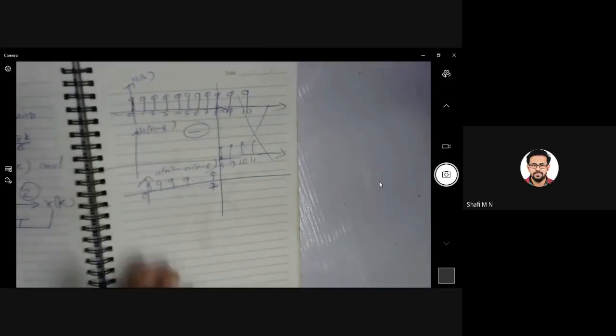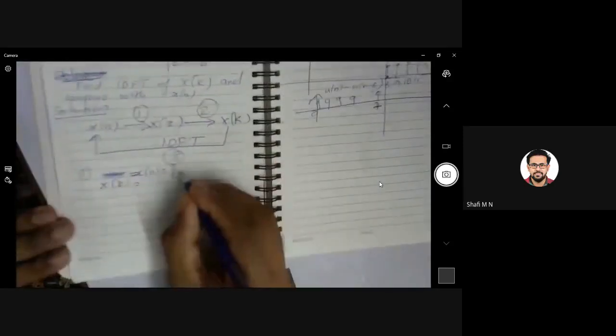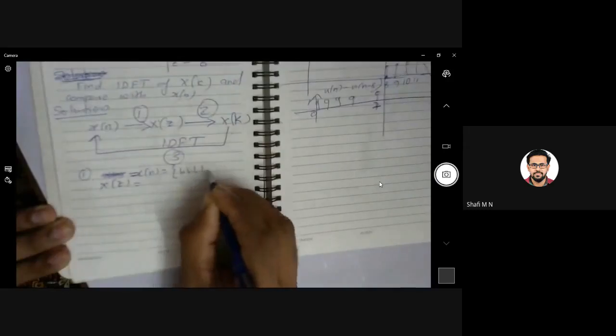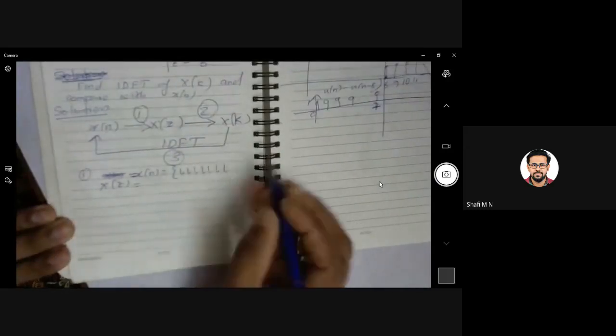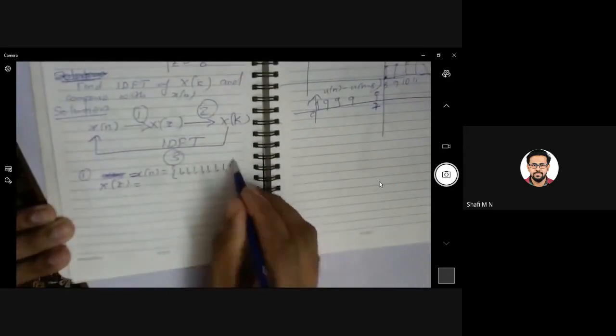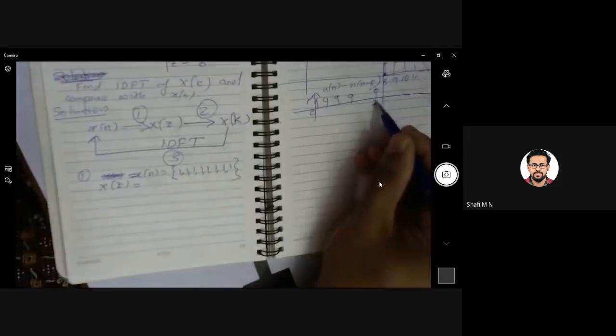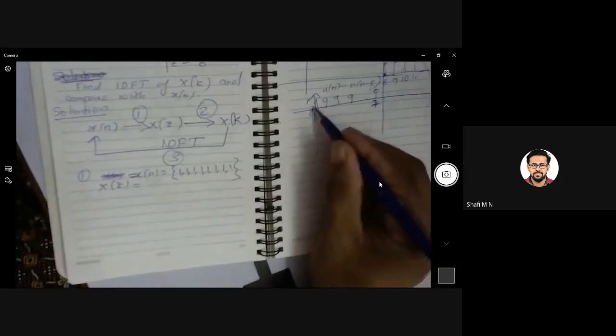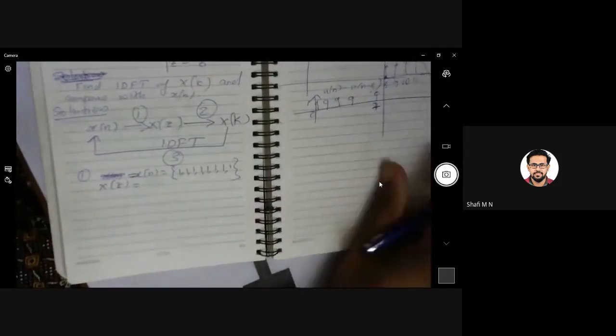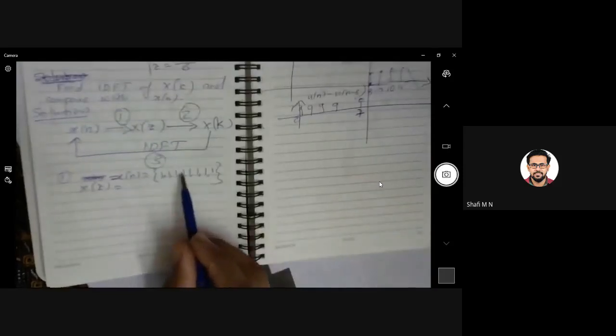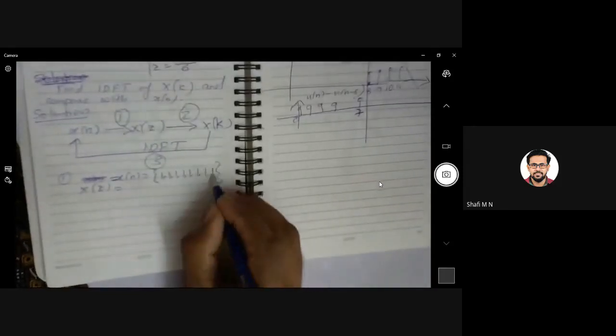Okay, sir. So the sequence is, I will write it in a single step here: 1 1 1 1 1, 2 3 4 5 6 7. Is 7 enough? No, we need 8, right? Up to 7, 0 to 7. So 8 ones are there. Counting including 0, you have 8 ones. So 1 2 3 4 5 6 7 8. This is the sequence x of n.